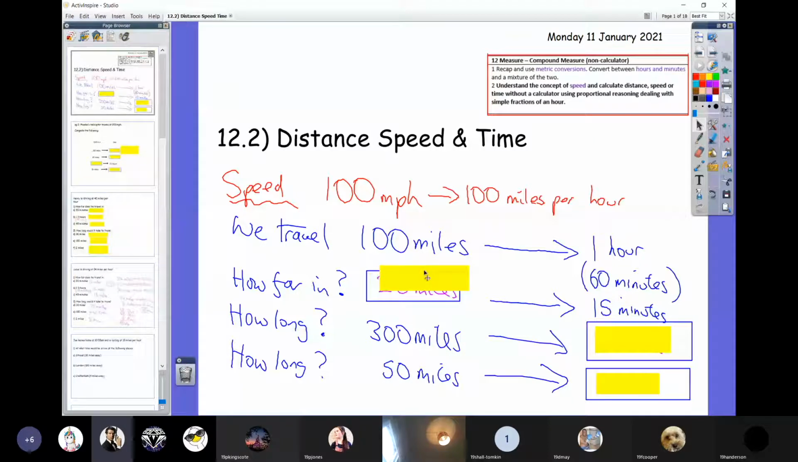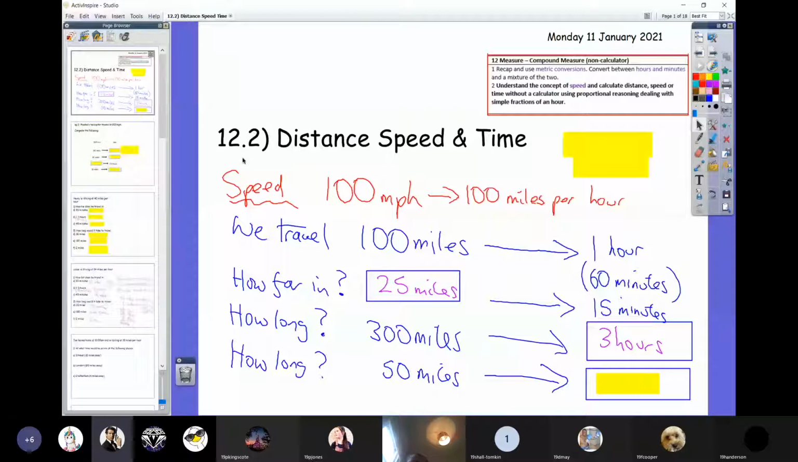Now, how long will it take me to go 300 miles? Well, again, just go back to the starting point. 100 miles takes 1 hour. So if we carry on driving at that same speed, 300 miles is 3 times as far. It's going to take 3 times as long. So it's going to take 3 lots of 1 hour, which is obviously 3 hours. Just waiting for the box to remove. There's a slight lag. There we go.